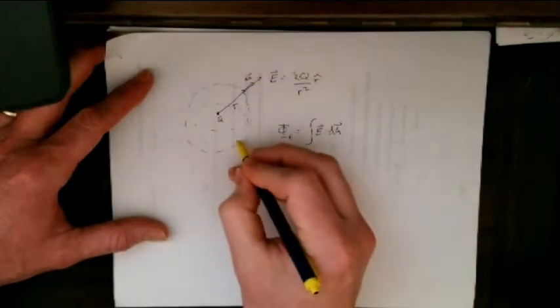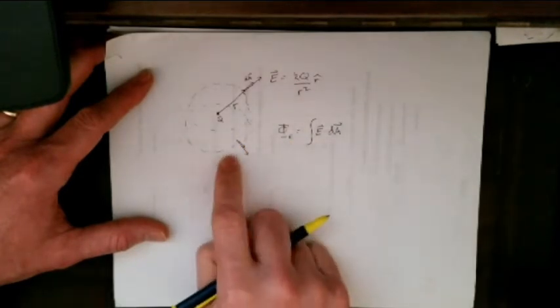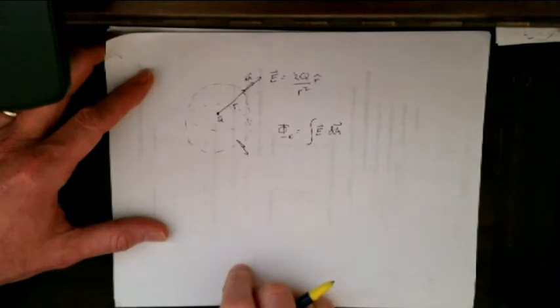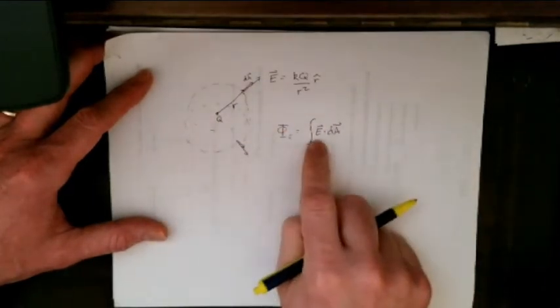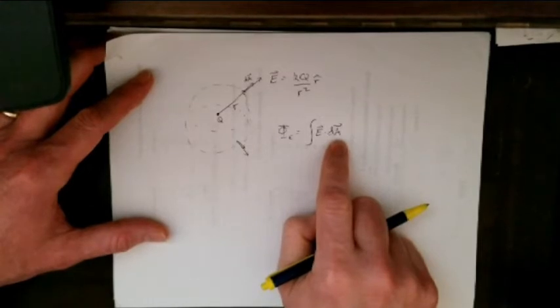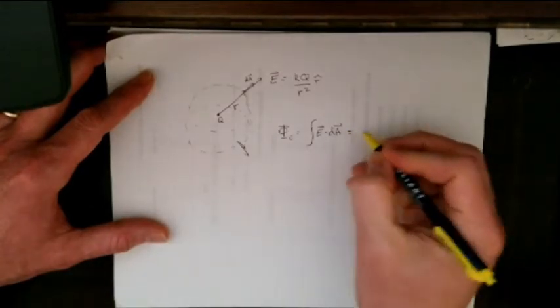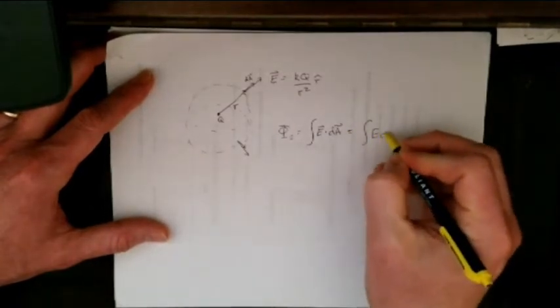If I'm over here, my electric field is pointing in this direction, but my area vector is also perpendicular to the surface and pointing outwards. So in other words, wherever I am on here, my electric field at that point and the differential for the area are in the same direction. So this just becomes the integral of E dA.